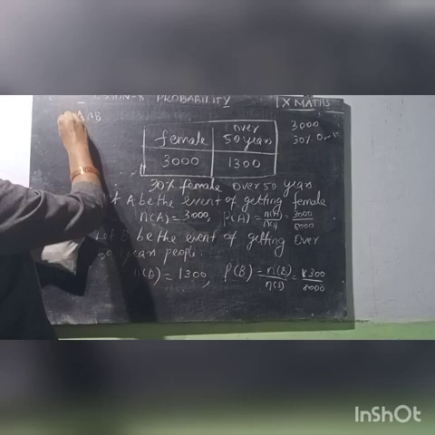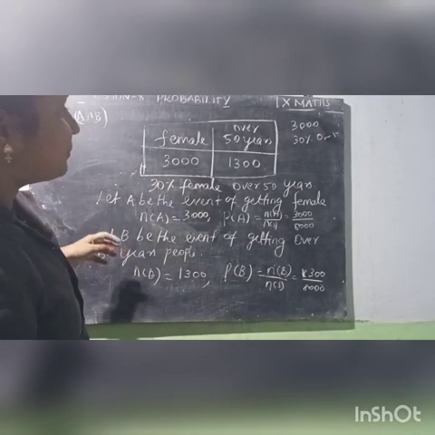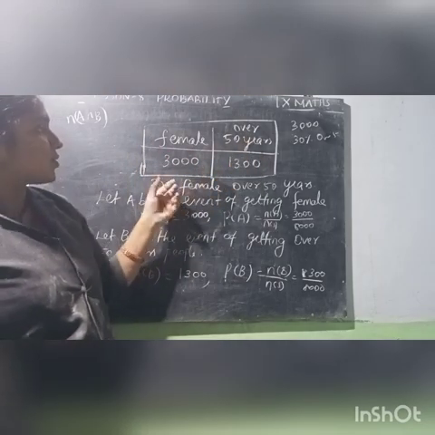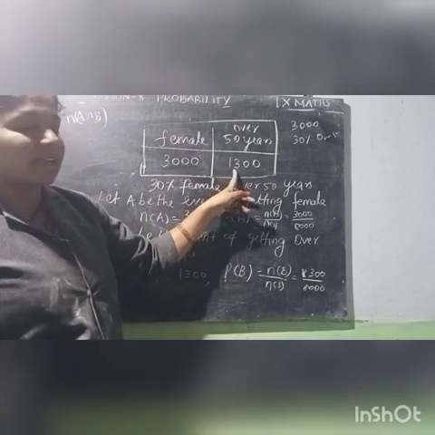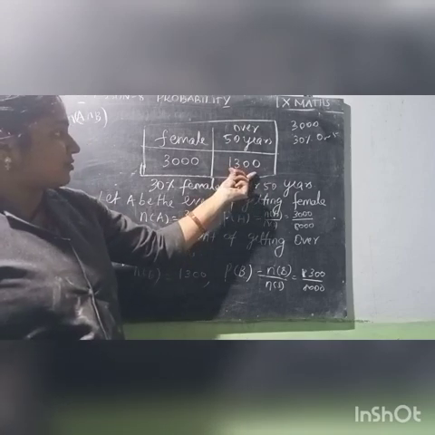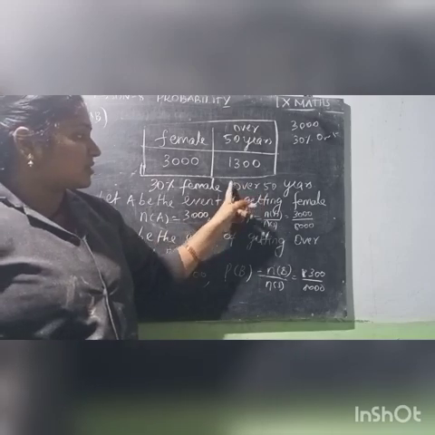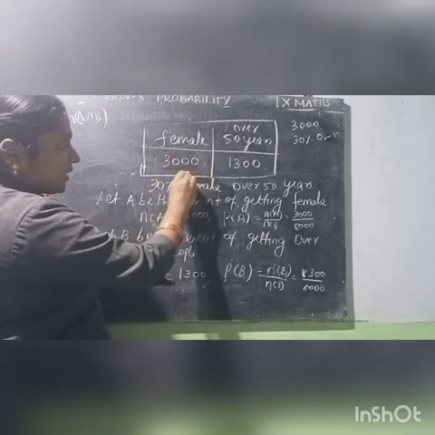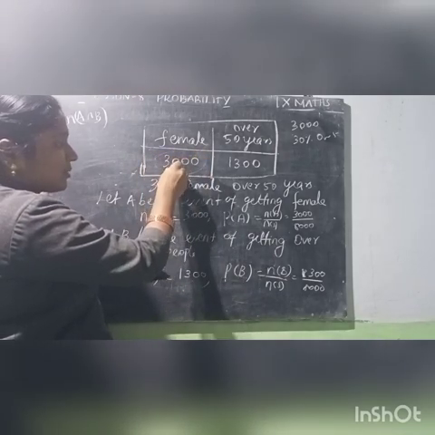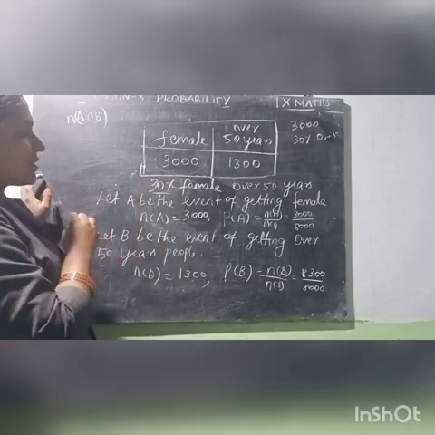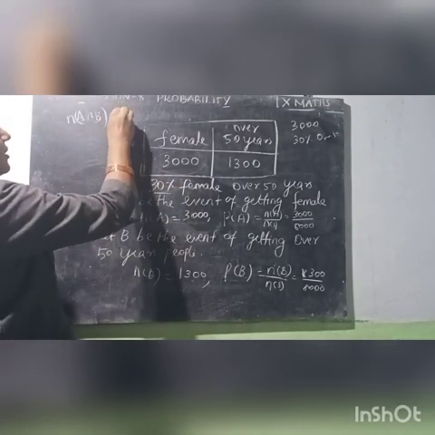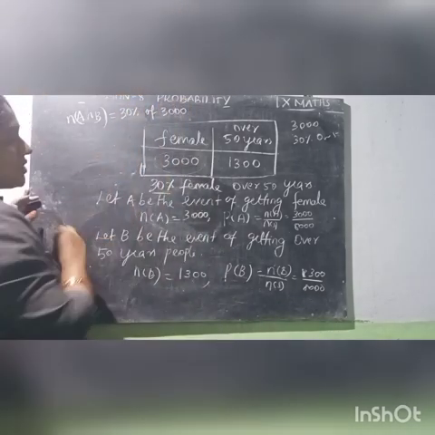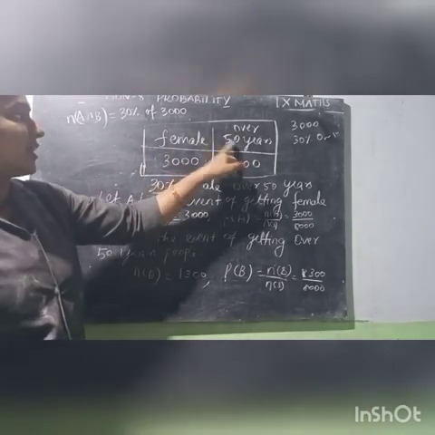N of A intersection B. Number of A intersection B. We want to find out the common for female and over 50 years, so over 50 years including male and female. First we want to find 30% of the females, because 30% of females completed 50 years. We have 3,000 females in total, and of the 3,000 females, 30% are over 50 years. So we calculate 30% of 3,000. That is the common for over 50 years and female.